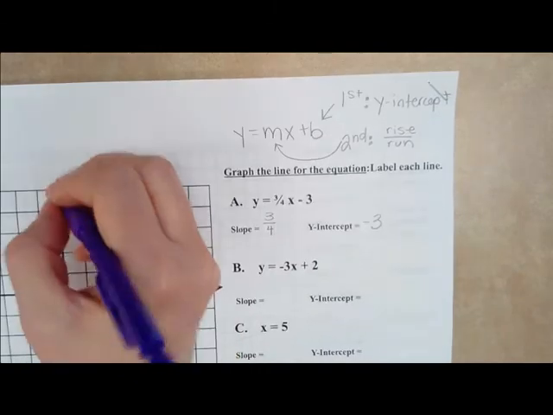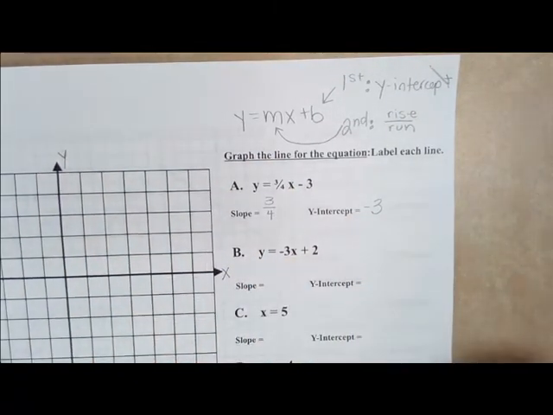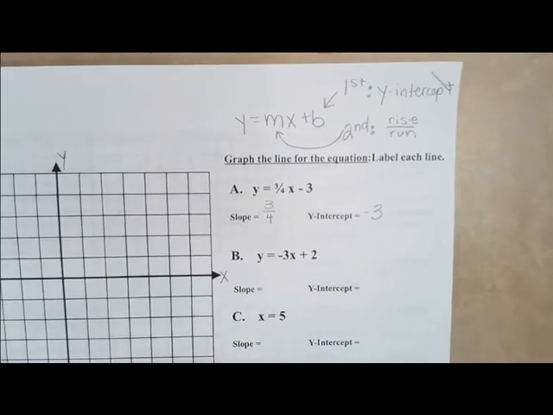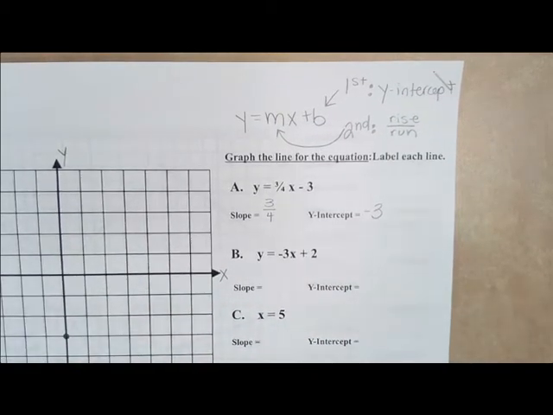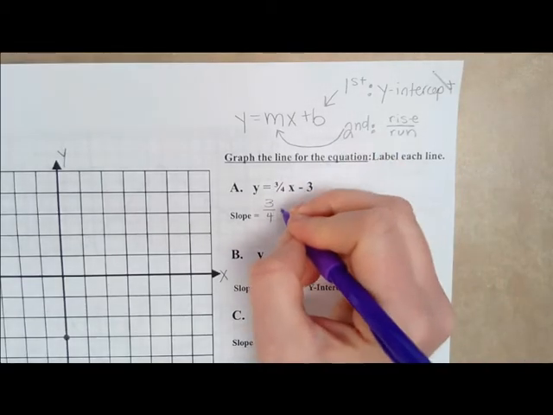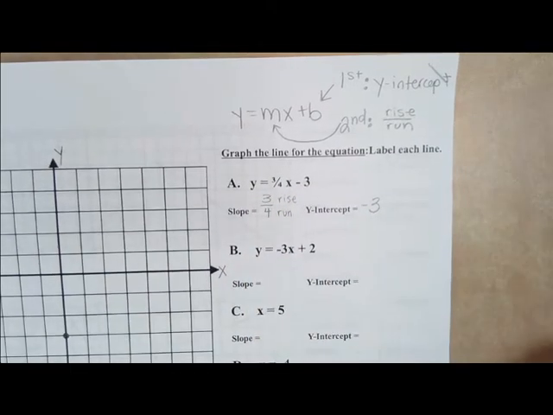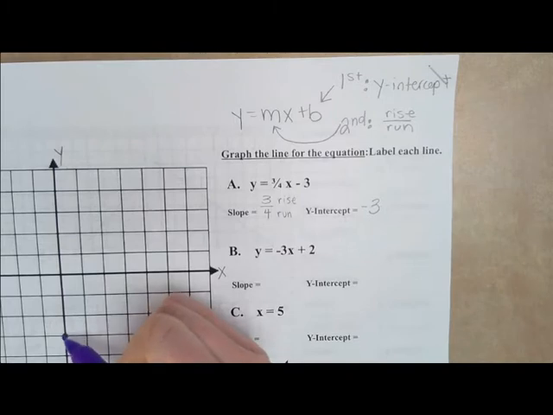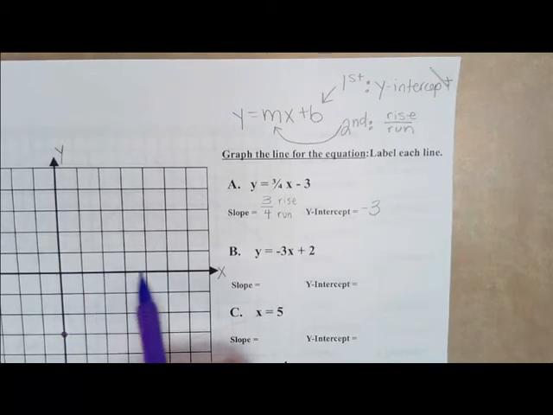So I'm going to go, remember this is your y-axis, label them if you need to. X-axis is horizontal, y-axis is vertical. So we'll do y-intercept at -3. And we'll count rise over run. So we are going to rise 3, run 4. So up from this y-intercept, we're going to go up 1, 2, 3 over 1, 2, 3, 4.